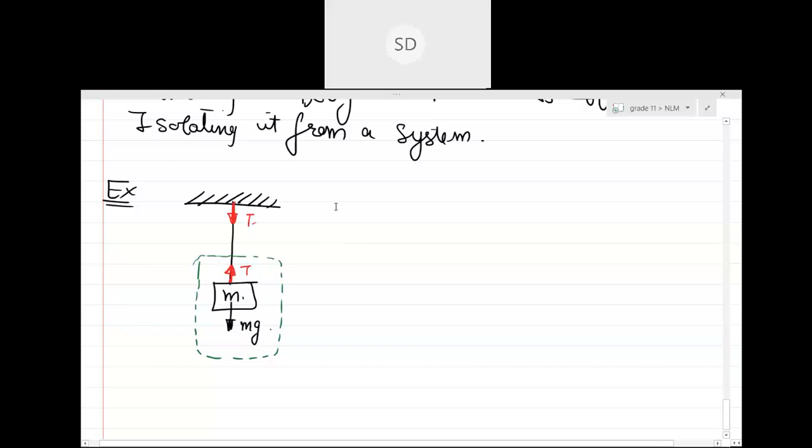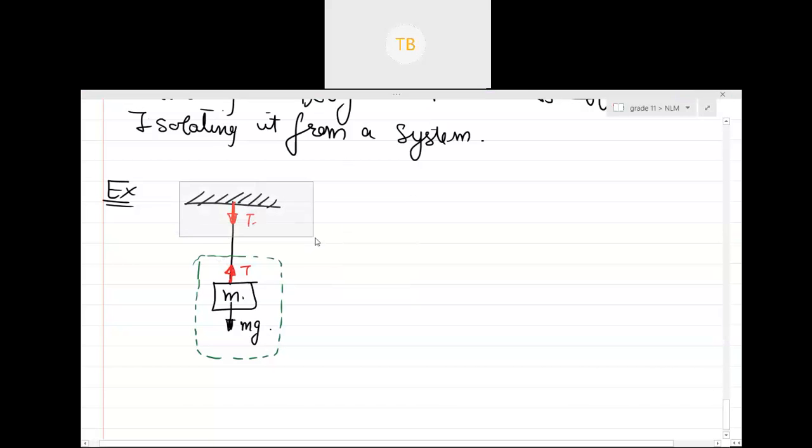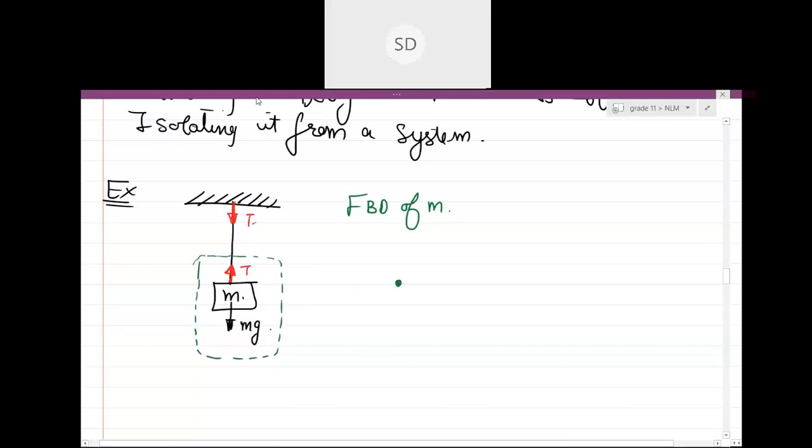Don't even pay attention over here. Don't pay attention over here. Only pay your attention on this part of the object. Only on this part. Once you draw that, how will you draw the free body diagram of M? Consider this M as a point mass. So can you see? I have considered this M as a point mass. This is my M.